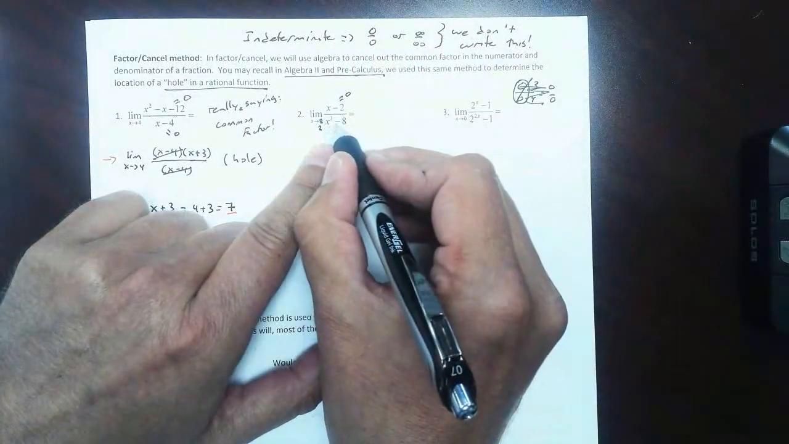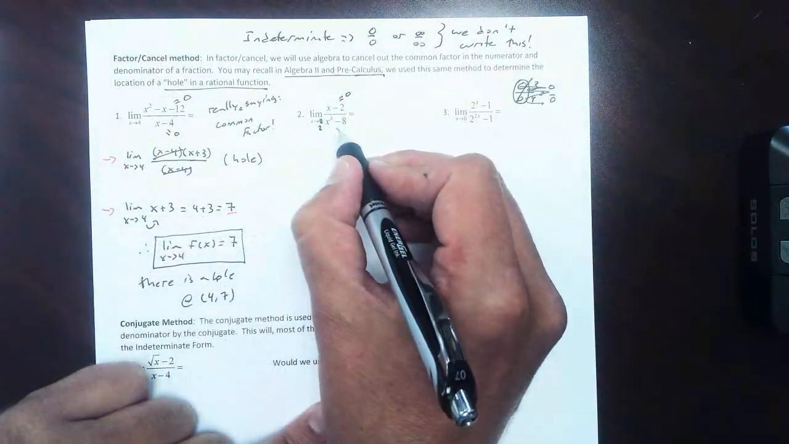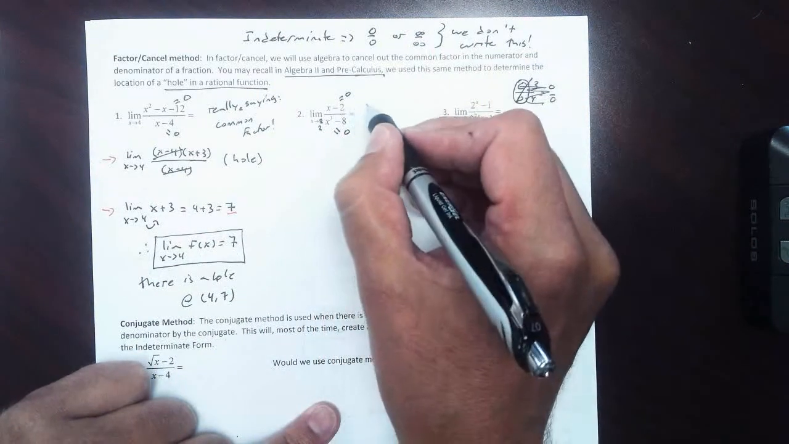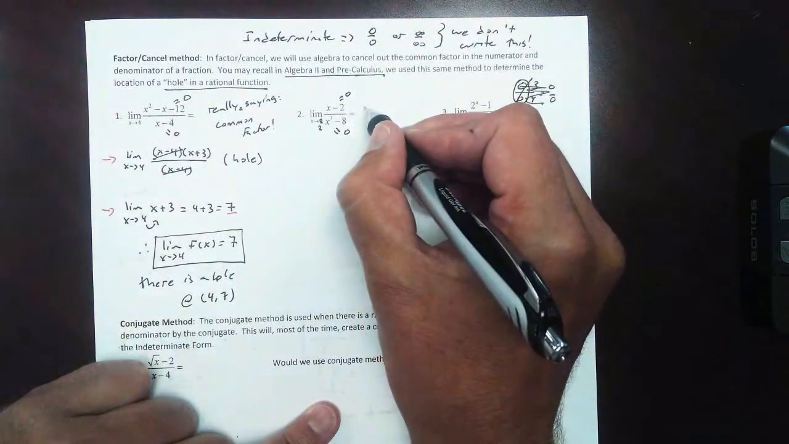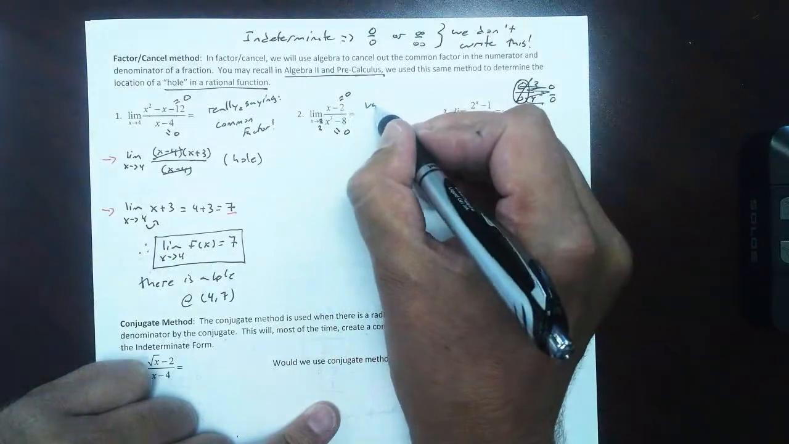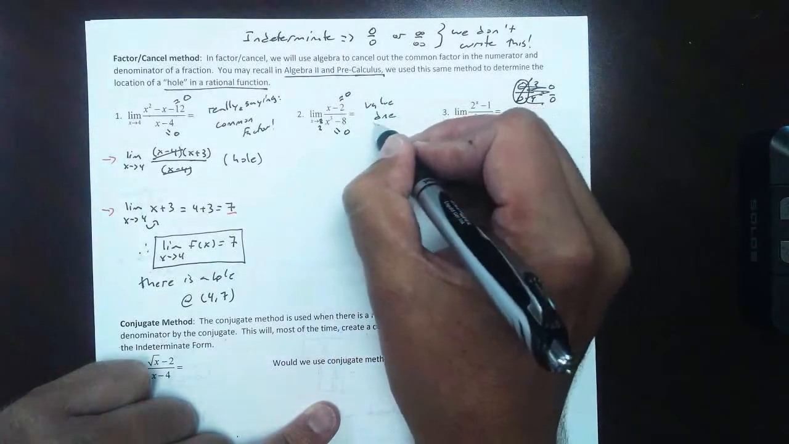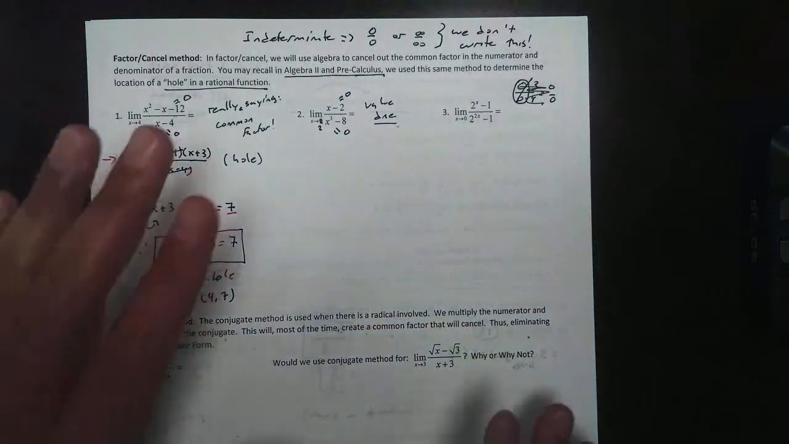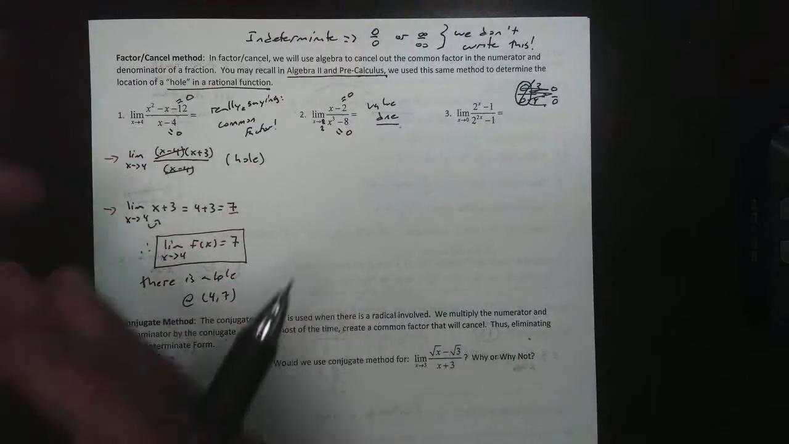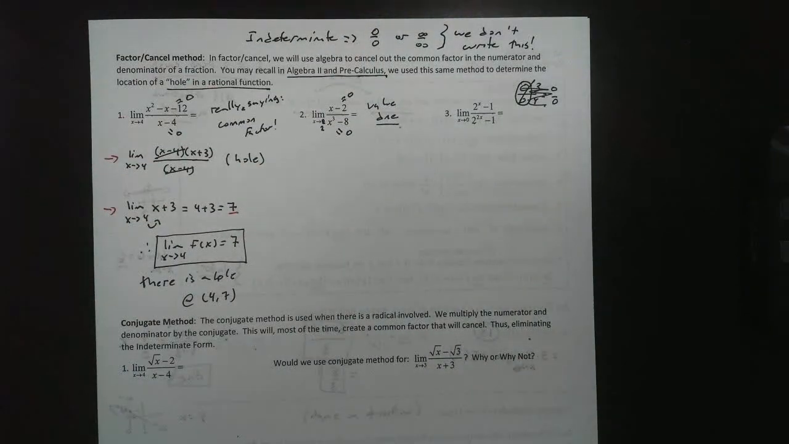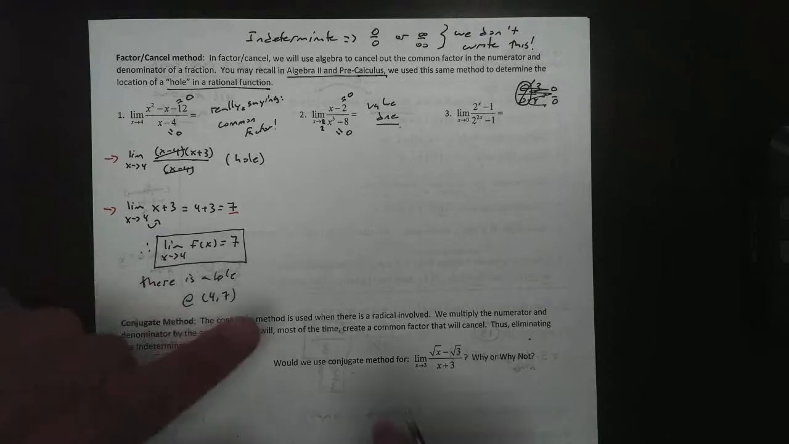On the bottom, 2 cubed is just 8. 8 minus 8 is 0. So again, it's indeterminate. Again, what this is telling us is that the value does not exist. So because the value does not exist, we can't use that substitution method. So we have to use another method. And the method we use, we can factor.